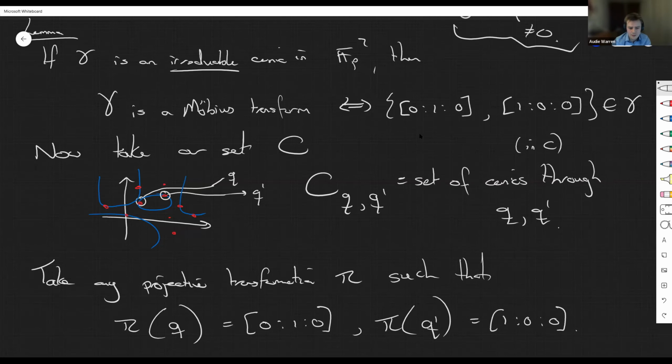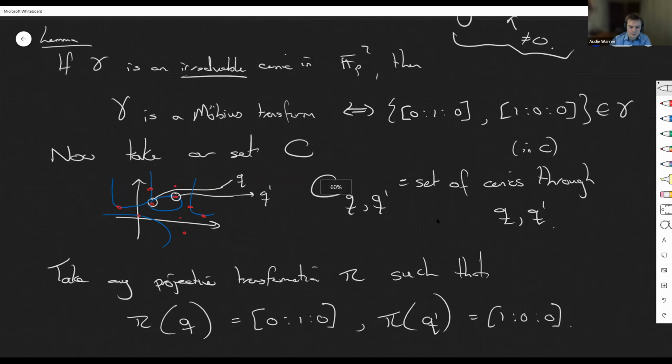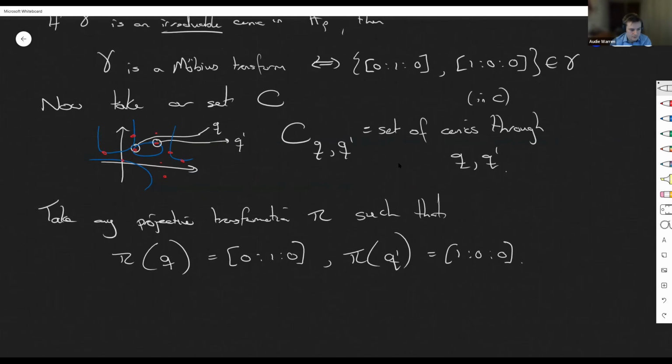So it's going to send Q to the vertical point at infinity. It's going to send Q prime to the horizontal point at infinity. Now, the question that we ask ourselves is, what is pi of gamma for gamma in CQQ prime?